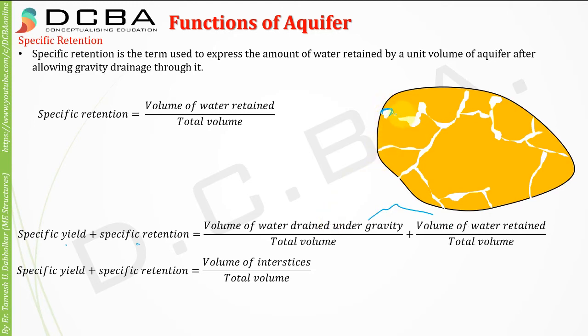After the free drainage of water, there is some water that is still attached to the pore, but it is present, it has not left the pore. So is it not that the volume of this pore is the volume of this water plus the volume of the water that had drained? So it becomes the volume of interstices, right? And we have seen this ratio before, volume of interstices upon total volume. It is nothing but porosity. So porosity is the summation of specific yield plus specific retention, right?